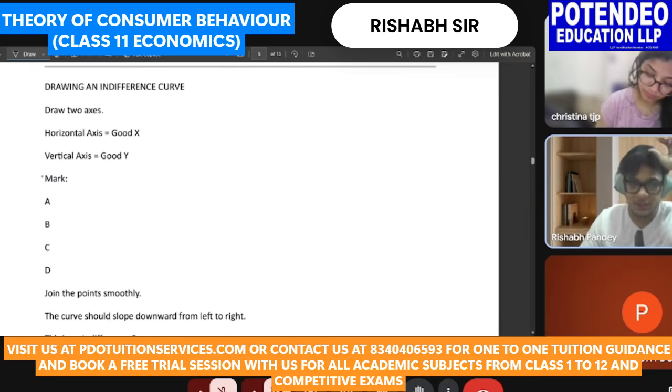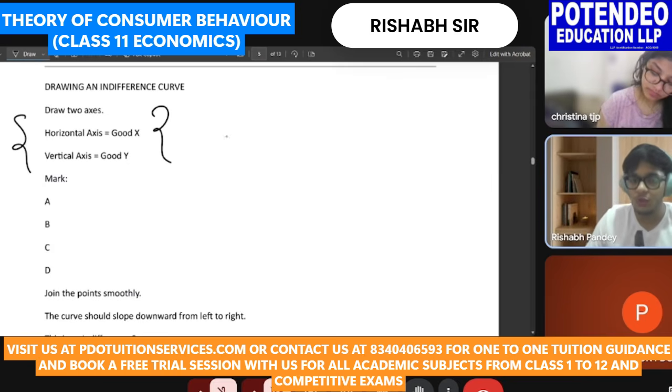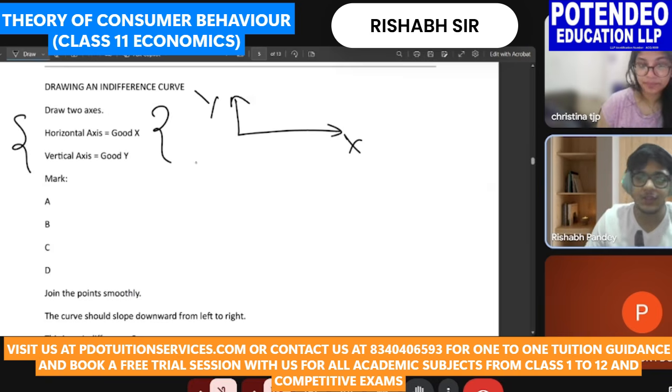Draw two axes. One is horizontal, which we call the x axis. One is vertical, which we call the y axis. One good goes here, and one good goes here, because in economics we can only compare two goods at a time. Now, mark A, B, C, D and join the points smoothly.